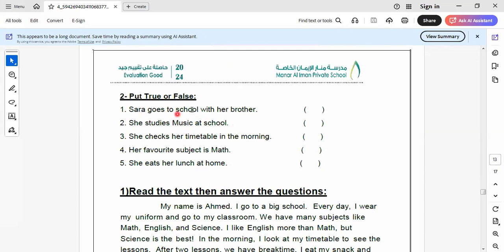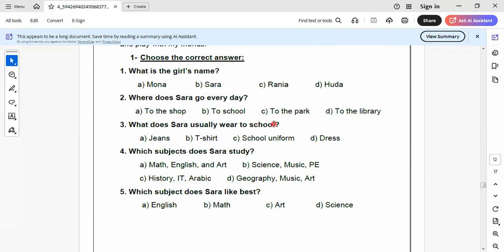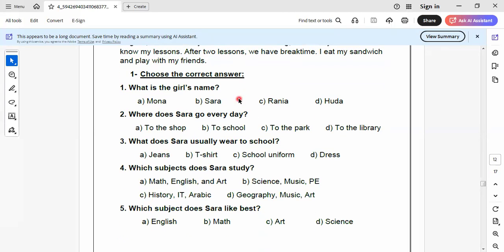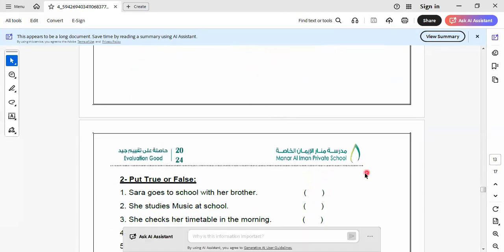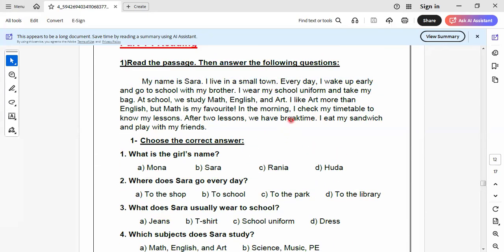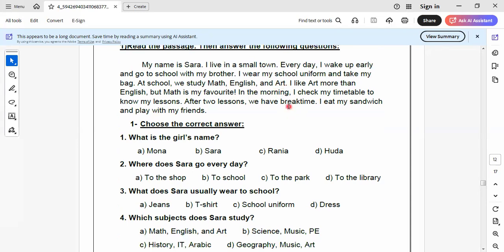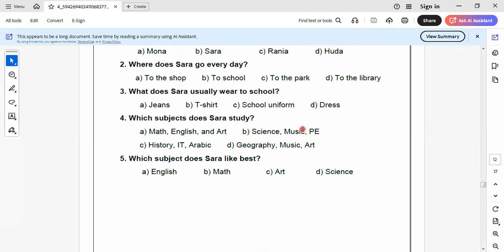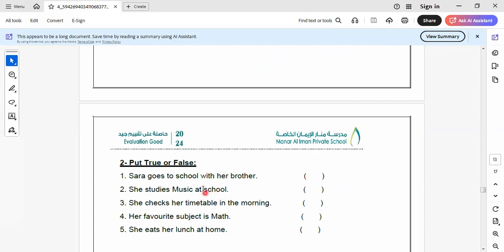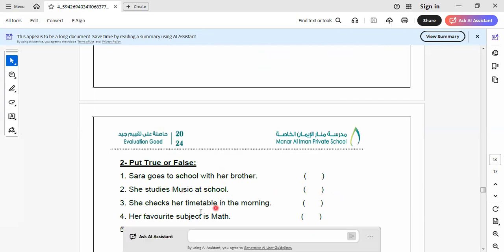Let's go to another one. Sarah goes to school with her brother, as we know here. So the answer here will be right. She studies music at school. No, not music. Here we say art. I think music is related to art. I put right as we have art here.